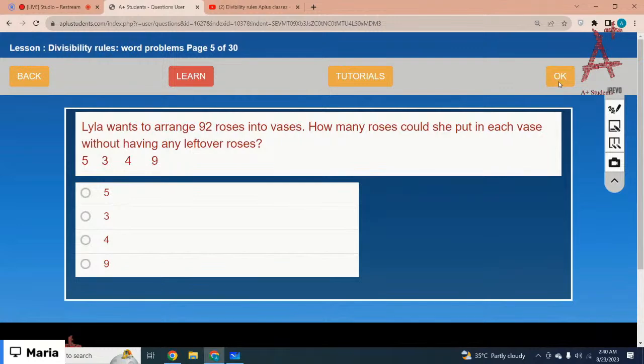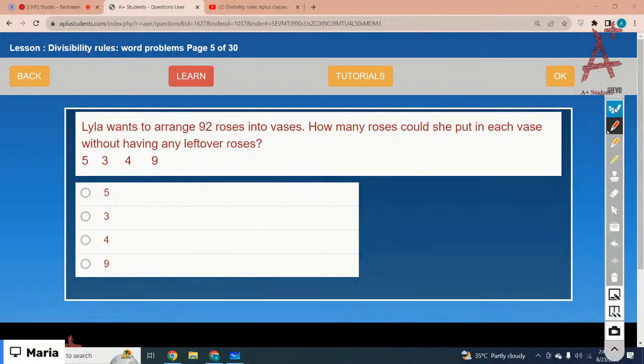Leila wants to arrange 92 roses into vases. How many roses did she put in each vase without having any leftover roses? So, which is the correct option? 92. The options are 5, 3, 9, and 4. The first one is 5. 92 is not divisible by 5, right? Because for 5, the ones digit must be 0 or 5. That means no, it is not divisible.